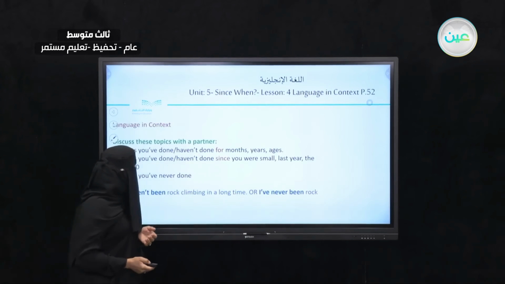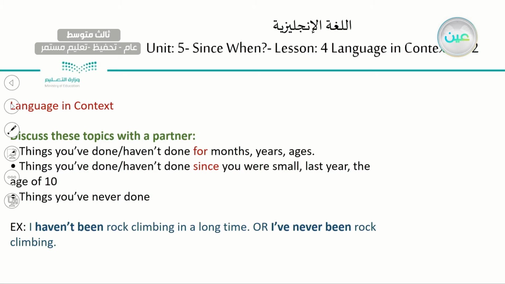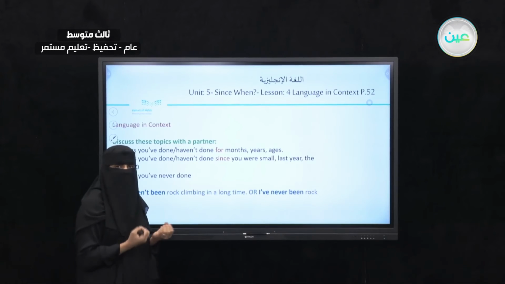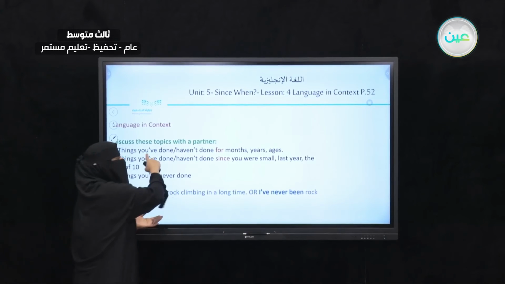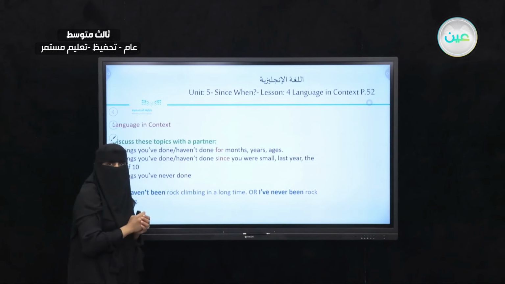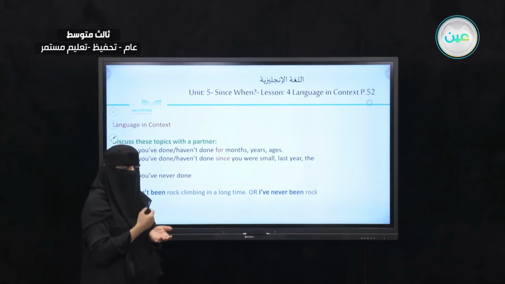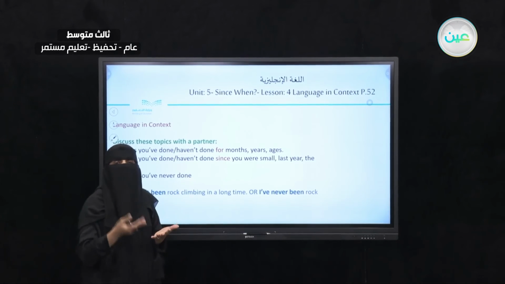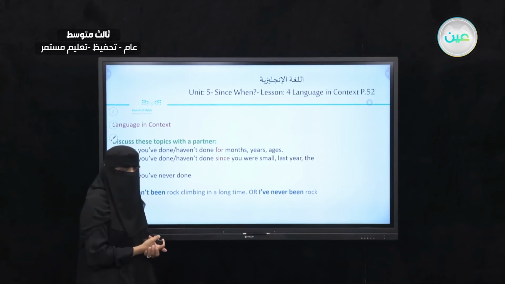Okay. So look at your book's language and context. Discuss these topics with a partner. Okay, we have 3 topics. 1, 2, 3. We will discuss it with a partner. Okay, so you have to have a partner with you. You will be in pairs. Okay, and you have to talk about these 3 topics. This is a speaking exercise. You don't need to write anything down. This is just a practice of what we covered in our previous units, okay?